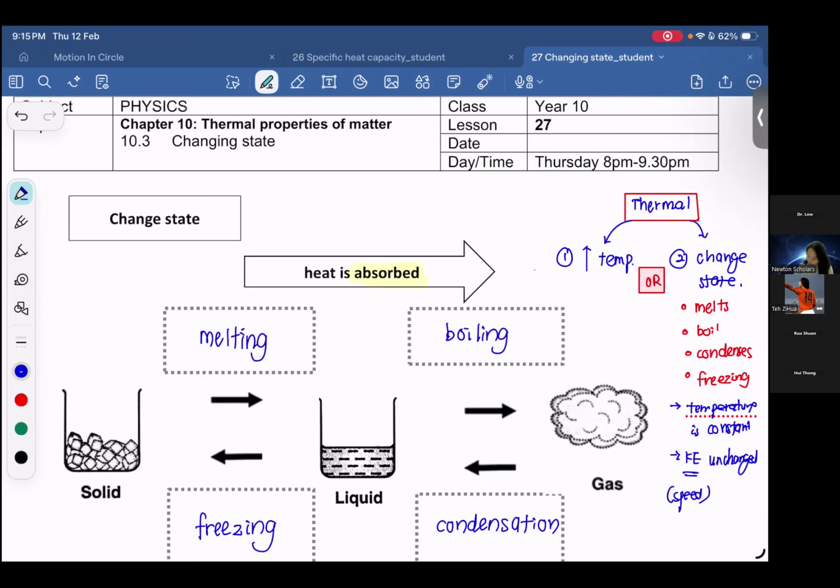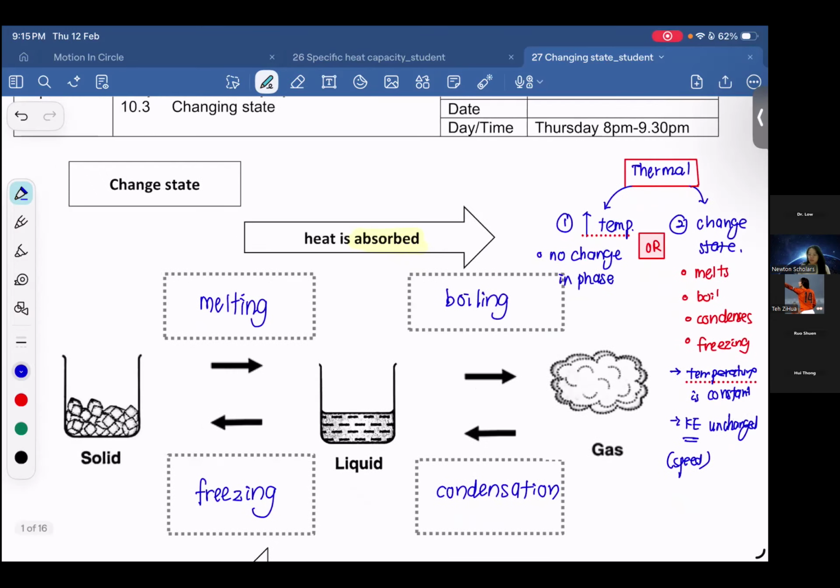Then for changing temperature, if you increase temperature, there is no change in phase. Solid is still solid, liquid is still liquid. If changing temperature, this is the part that we learned: energy equals mc change in temperature. This is the one that we learned in lesson 26. Is that clear? Is it okay? Then I'm going to page number 3.